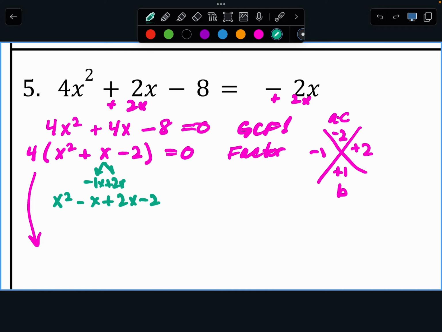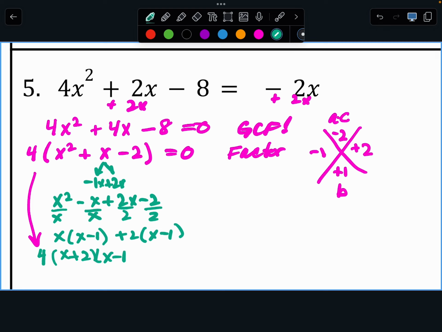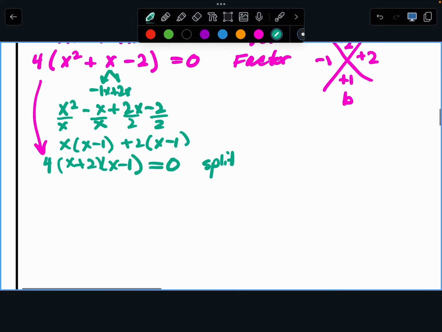So that's divide by x, divide by 2: x times x minus 1 plus 2 times x minus 1 becomes x plus 2, x minus 1, and there's a 4 out front, equals 0. So then we split it. Oh good, I've got more room.